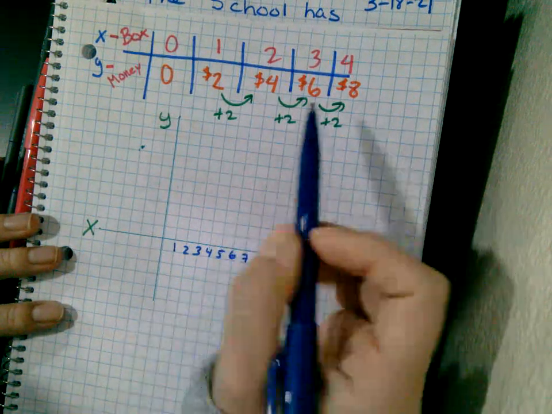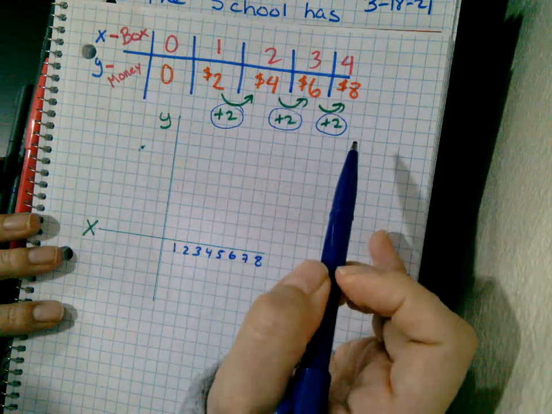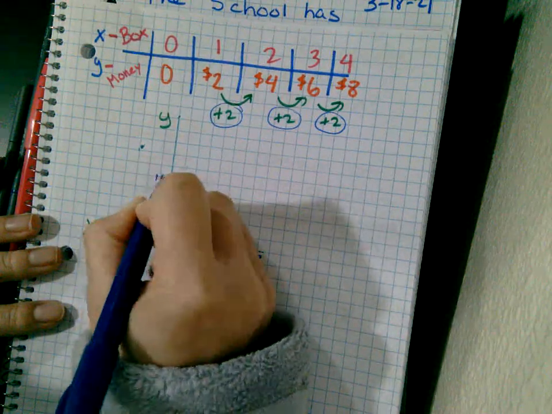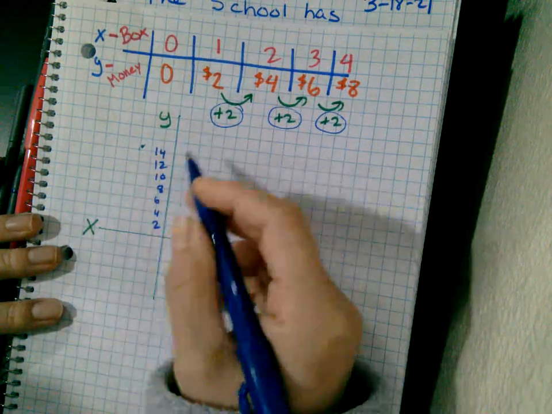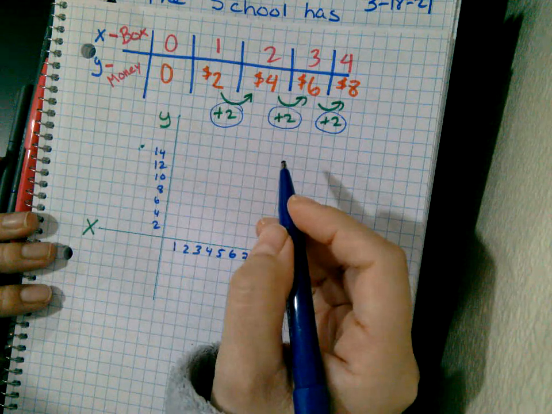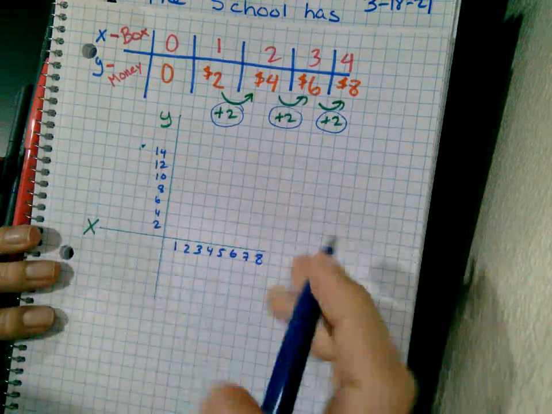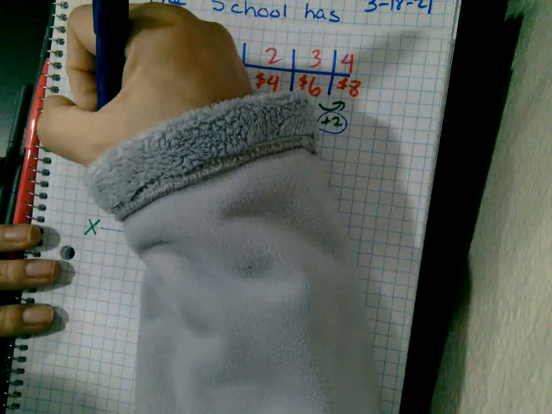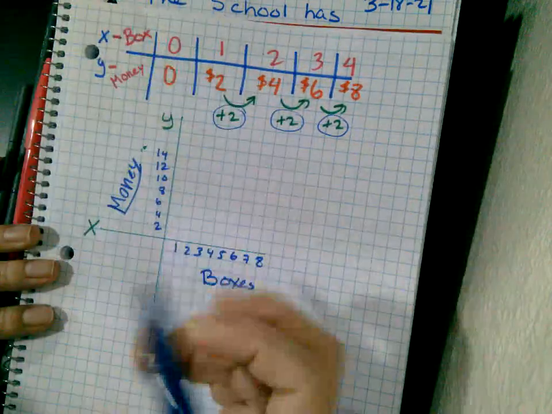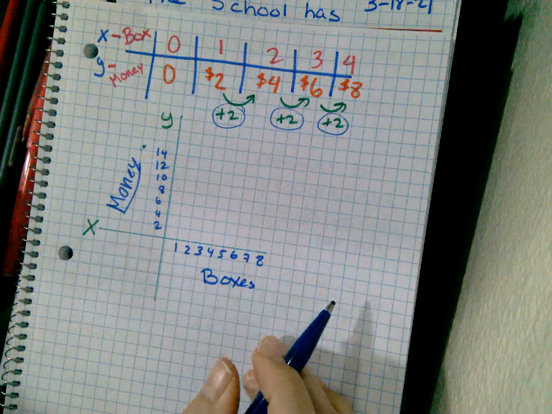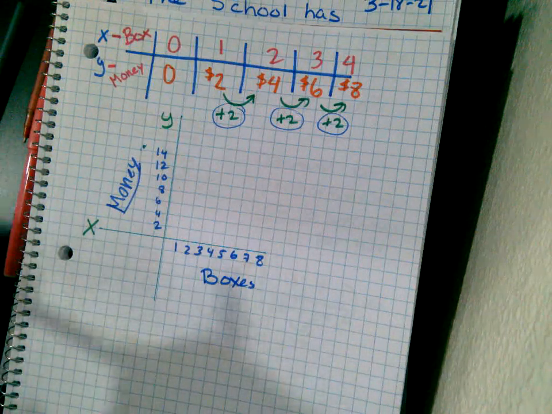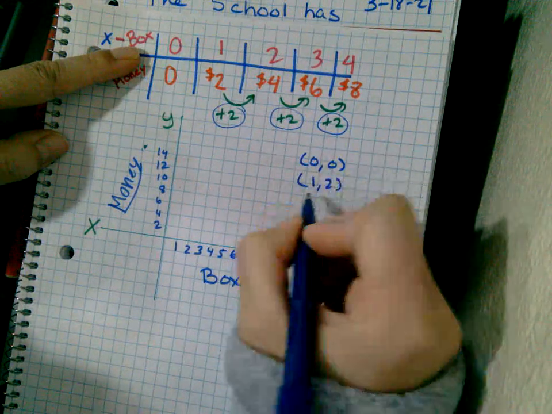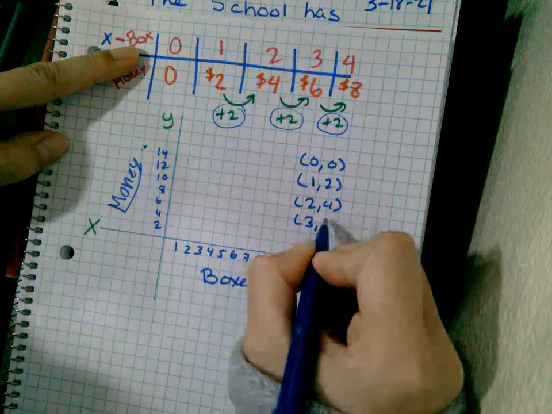And then you realize that I'm going up by 2. That's my unit rate. That's my constant of proportionality. So did you go up by 2, 4, 6, 8, 10, 12, 14? It's easy to go up by 2s. You all know how to count by 2s. Yeah, in 7th grade. You all know. X is boxes, so I'm going to put boxes here. And Y is my money. So boxes and money. So here are my ordered pairs: 0, 0, 1, 2, 2, 4, 3, 6.